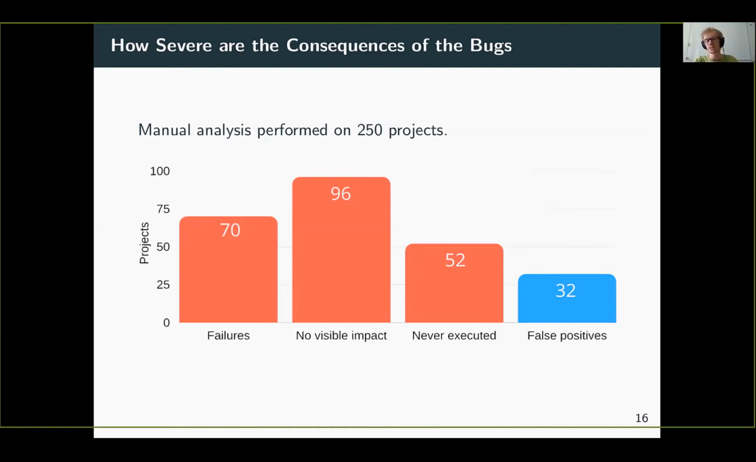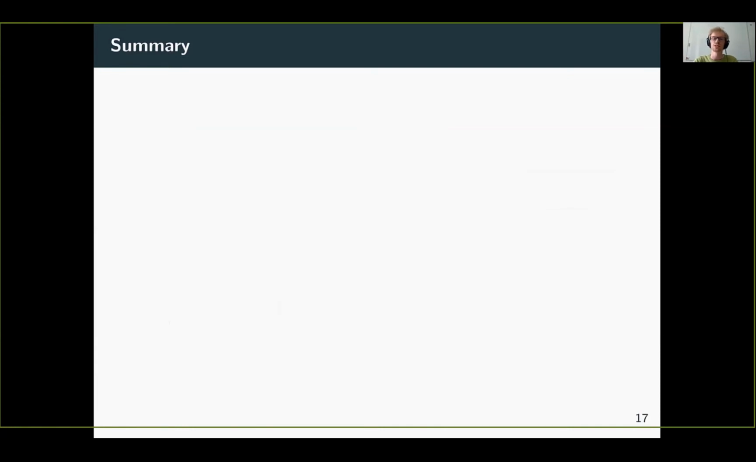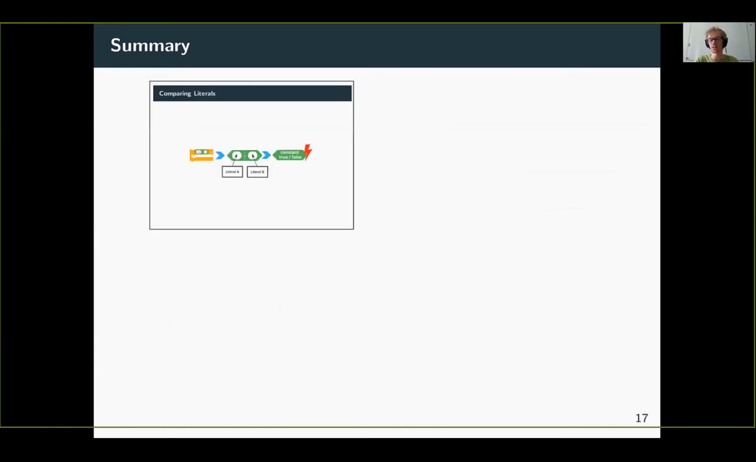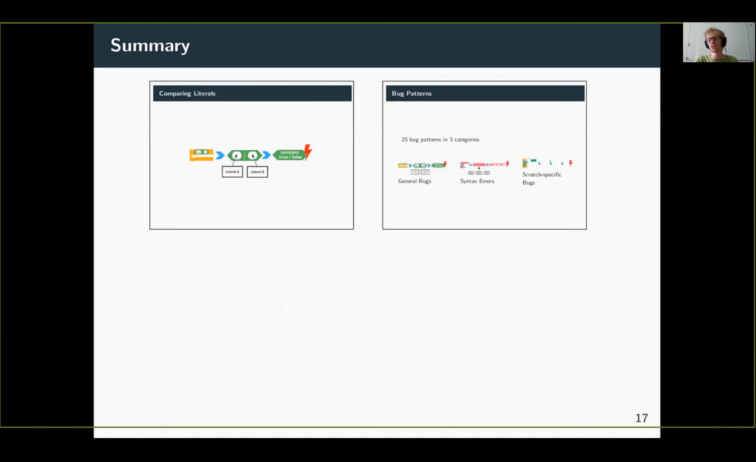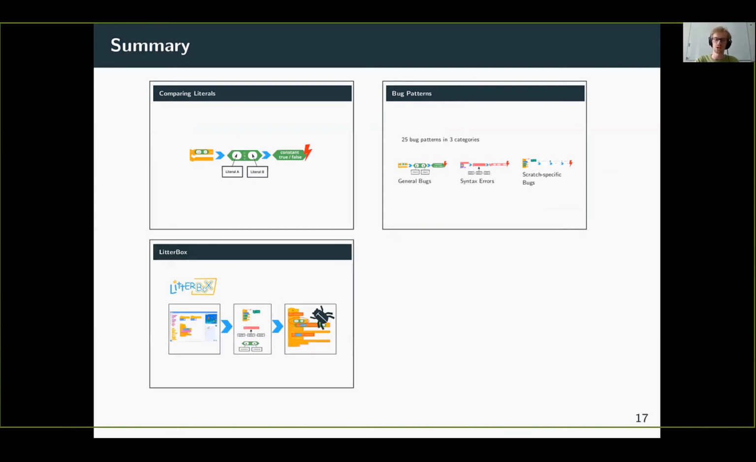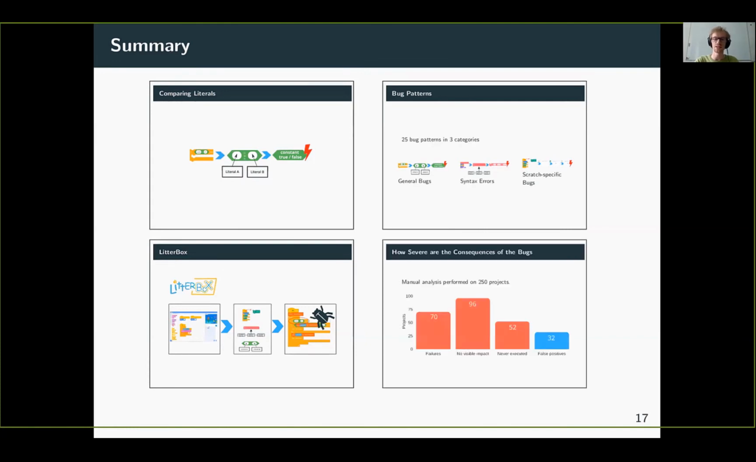Well, that's already it. So to sum it up, we saw that we can abstract from a given bug and find a pattern. And we showed a catalog of 25 of these bug patterns and categorized them into the general bugs, into syntax errors, and Scratch-specific bugs. And we implemented a tool, Litterbox, to automatically analyze and detect these bugs in Scratch projects. And we analyzed these in a real data set and showed that these bugs actually do occur and in a lot of cases actually do cause problems.